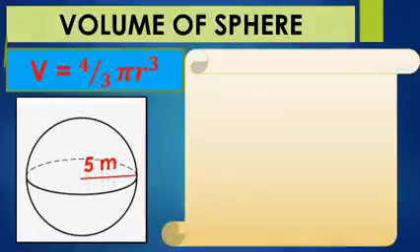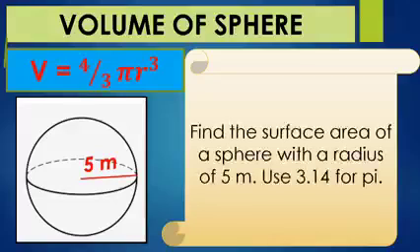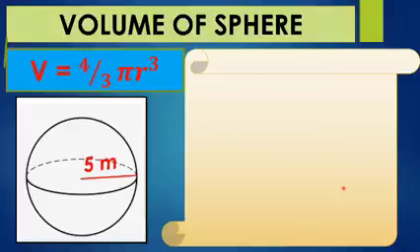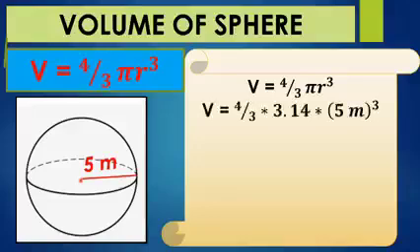Example, given sphere with a radius of 5 meters. Find the volume of the sphere with a radius of 5 meters. Use 3.14 for pi. So here, our equation is 4/3 pi r cube. Yung pi ulit natin is equal to 3.14, while yung r natin is equal to 5 meters. So substitute, it becomes 4/3 times 3.14 times the cube of 5 meters.